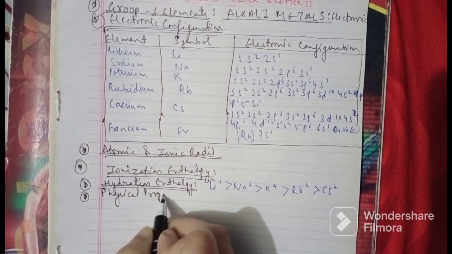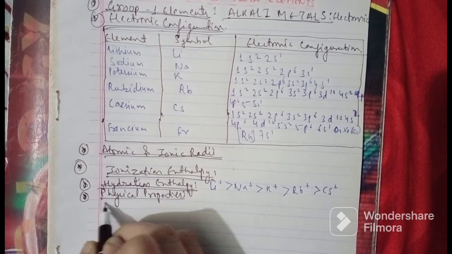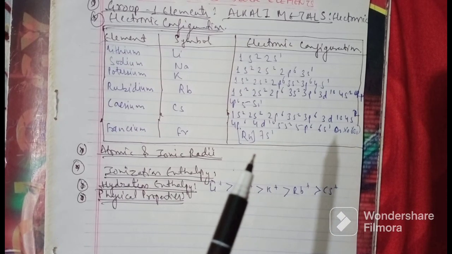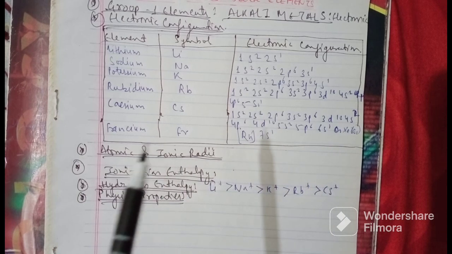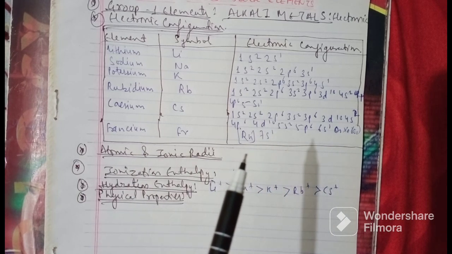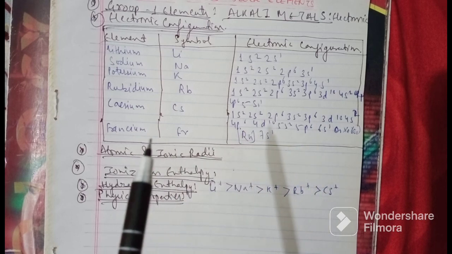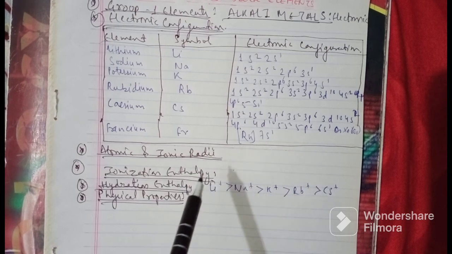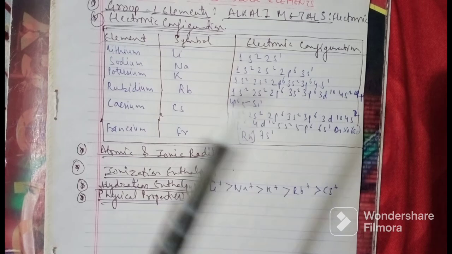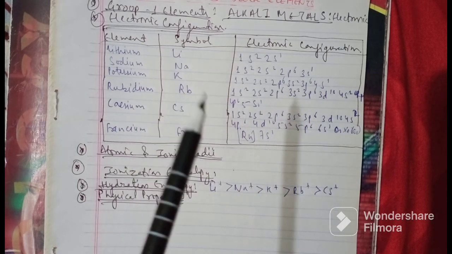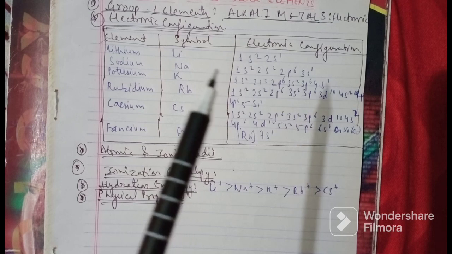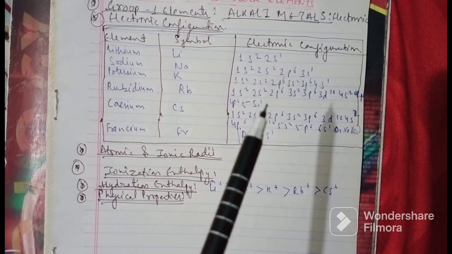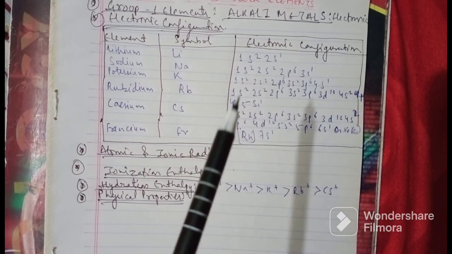Now we talk about the physical properties. All the alkali metals are silvery white, soft and light metals, and because of the large size, these elements have low density, which increases down the group from lithium to cesium. However, potassium is lighter than sodium. The melting and boiling points of the alkali metals are low, indicating weak metallic bonding due to the presence of only a single valence electron in them.